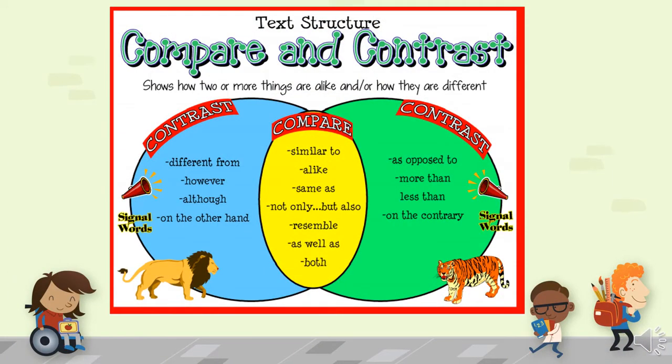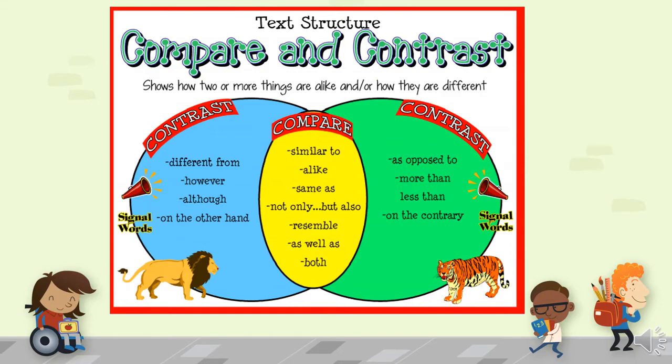Let's look at the next text structure, compare and contrast. When you compare and contrast, you are showing how 2 or more things are alike and how they are different. On this slide, we see a Venn diagram comparing and contrasting 2 animals, a lion and a tiger. The Venn diagram helps to support the text structure, compare and contrast, by showing how they are alike, which is the compare, and how they are different, which is the contrast.